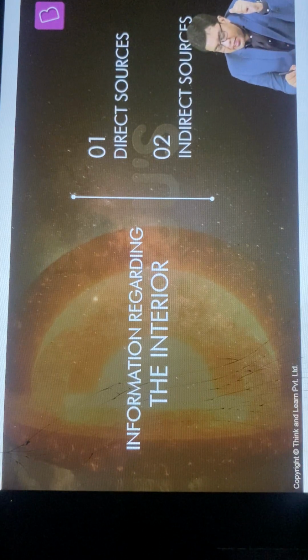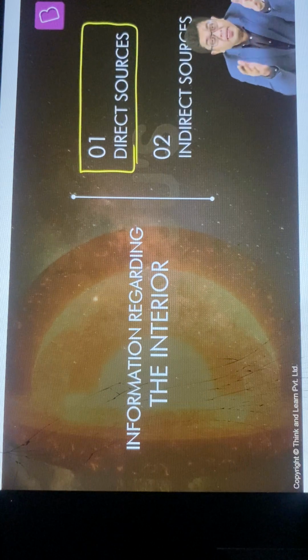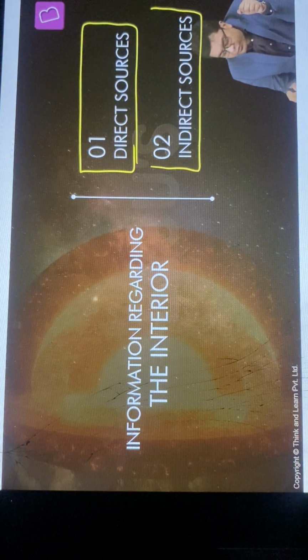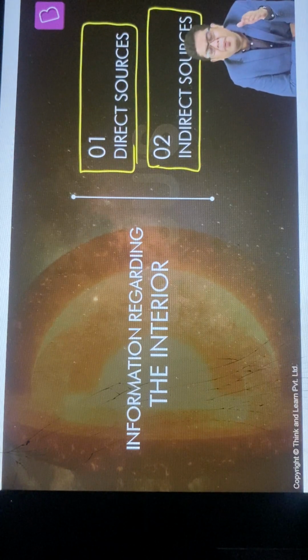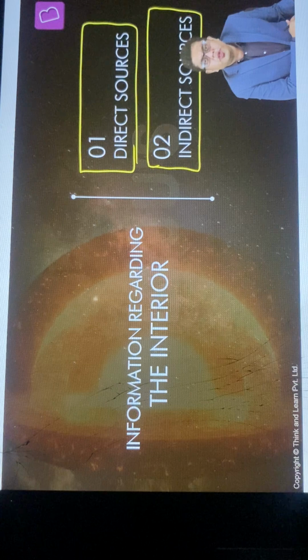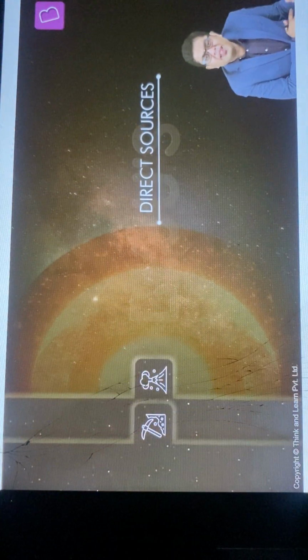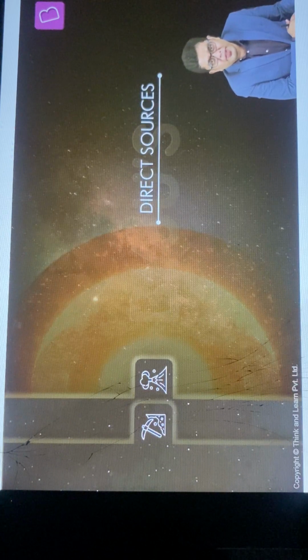You have the category of direct sources, which give us information about what the interior is composed of. And then we have the category of indirect sources. A combination of direct and indirect sources helps us understand the composition of the interior. So let us take a look into each one of them and try to understand what we mean by these direct and indirect sources.